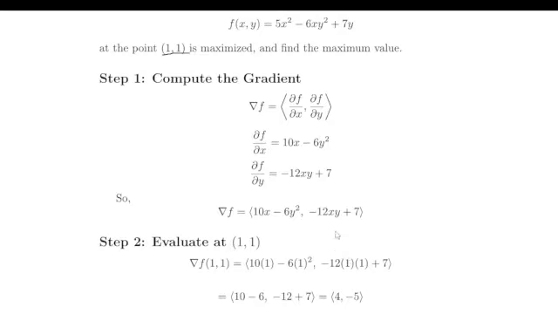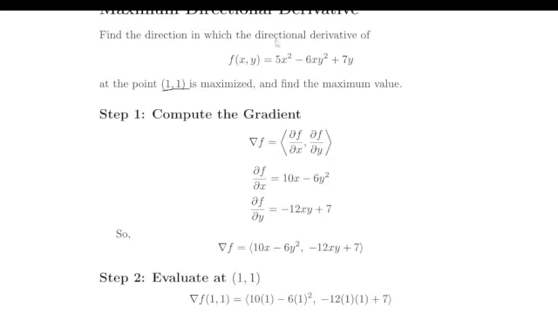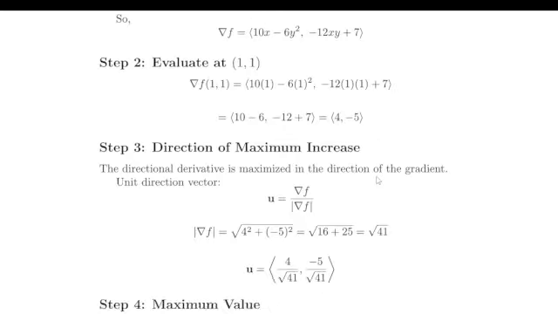Now for the direction, so we want to find the direction. We need to represent the vector as a unit vector. So the direction we found was (4, -5). The problem is the length is not 1. So what we need to do is divide by its own length.